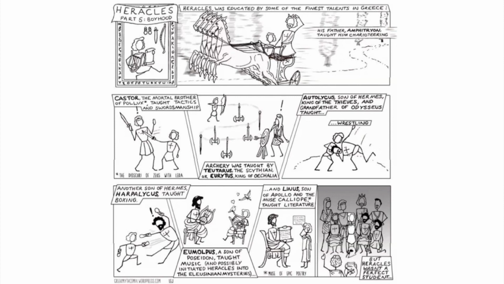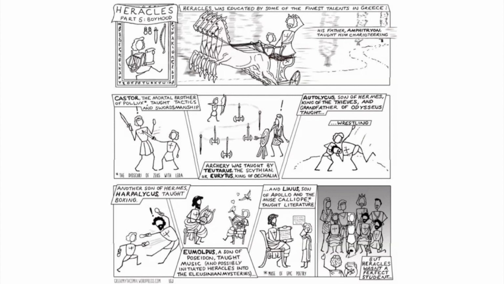His brother probably has the same education, but for some reason, probably because he's not the son of Zeus, he doesn't really get a mention, which is kind of sad. So Heracles has his father Amphitryon to teach him charioteering. He has Castor, the mortal brother of Pollux. They are known as the Dioscuri of Zeus with Leda. They are the children that came out of the eggs when Leda was raped by Zeus as a swan.